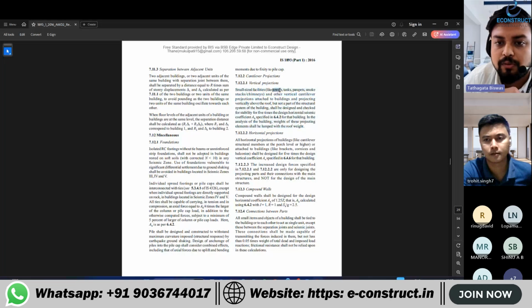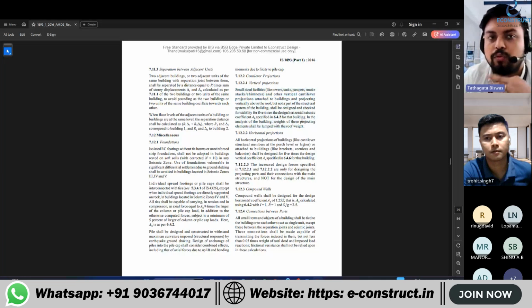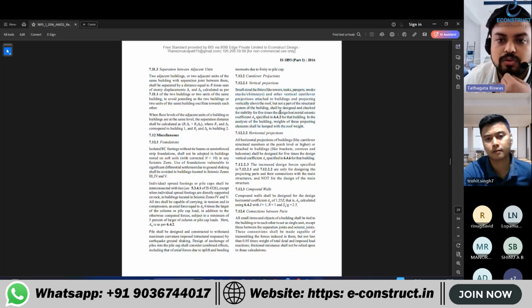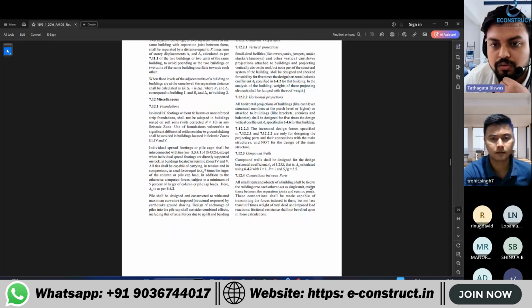Towers means the mobile towers. Have you seen the mobile towers? Sometimes they are put on the top of a roof. In those kinds of situations, definitely you need to, because the height of that projection is huge. For chimneys also, the height of the projection is huge. So in those kinds of cases, only then will this clause be valid. Understood?